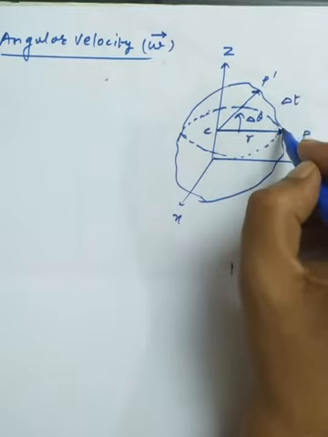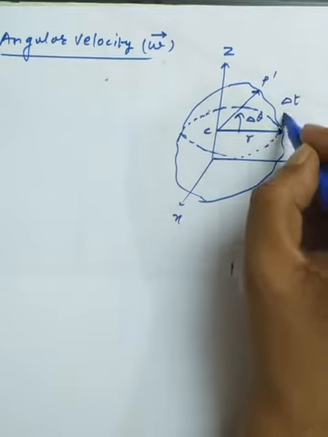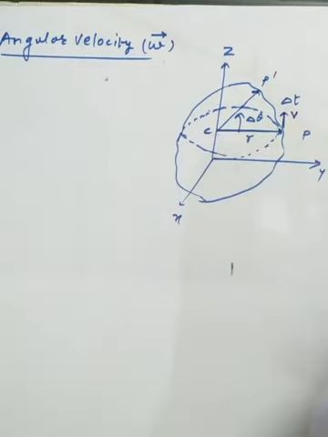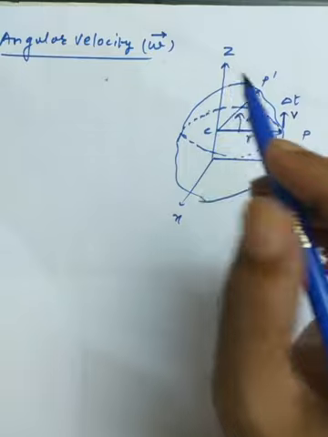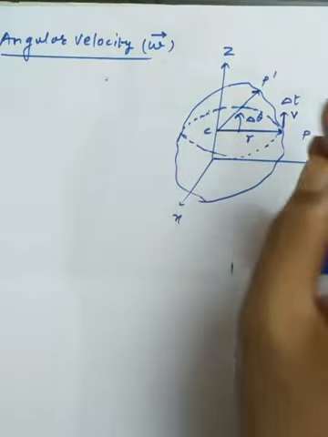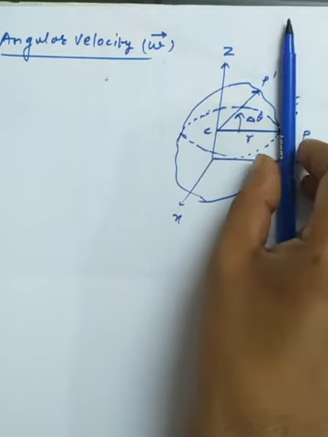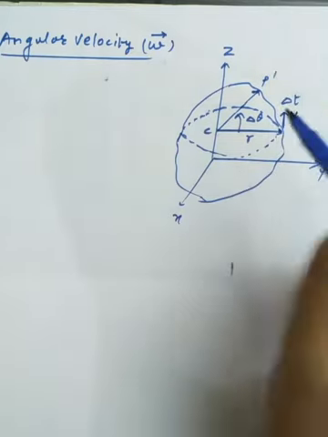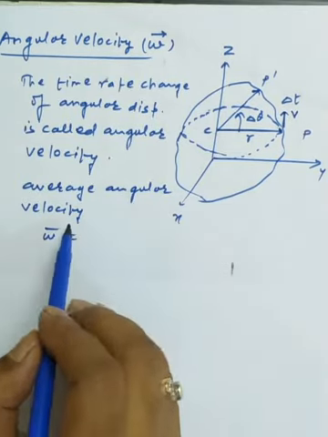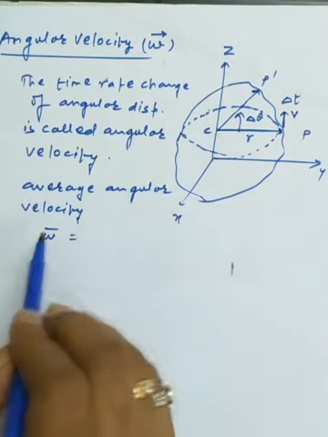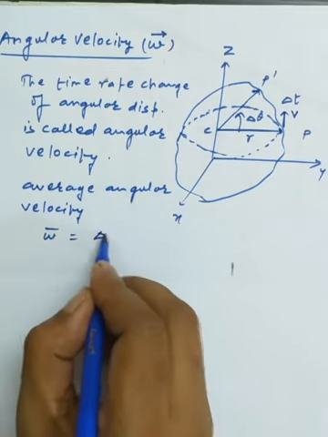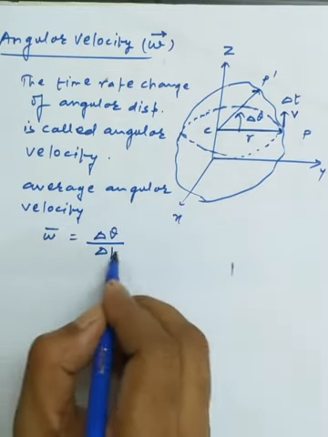During this process we imagine the linear velocity of the particle, called v. Just imagine the particle moving on a circle, so the velocity of the particle is along a tangent. This is one of the concepts we have. Here I have written the definition: average angular velocity, omega average, is delta theta upon delta t.